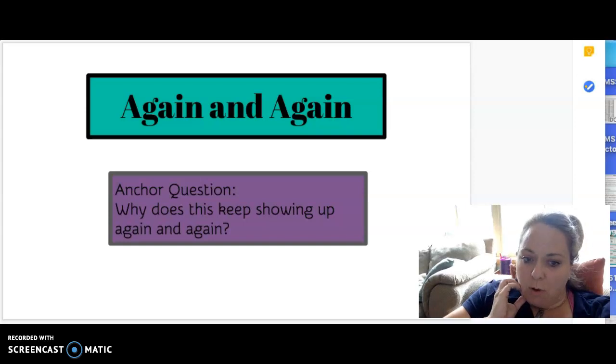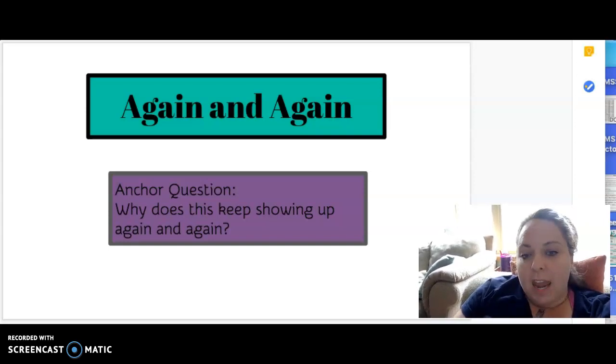The second signpost I want to tell you about is called Again and Again. And every time we notice this happening in our novels, we're going to ask a different question. The question will be, why does this keep showing up again and again?